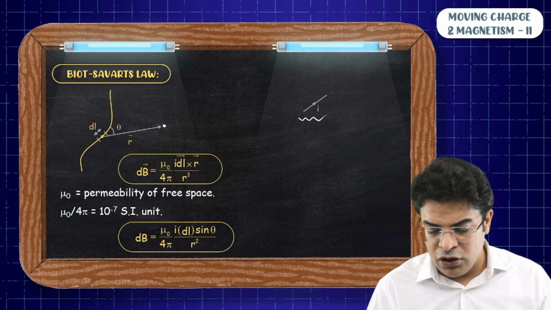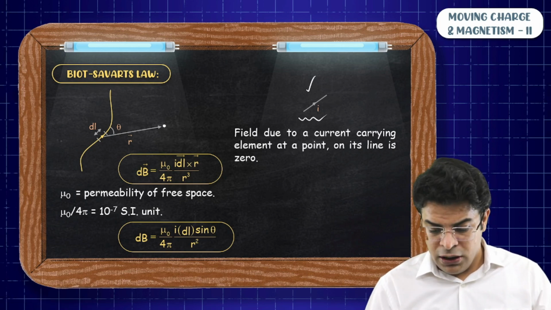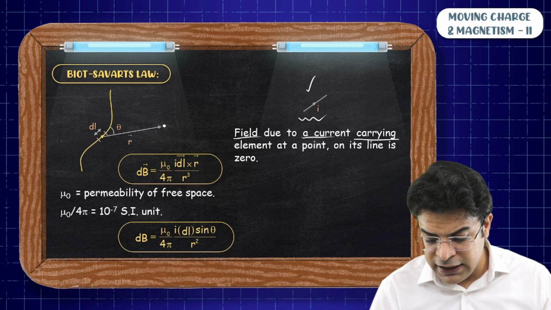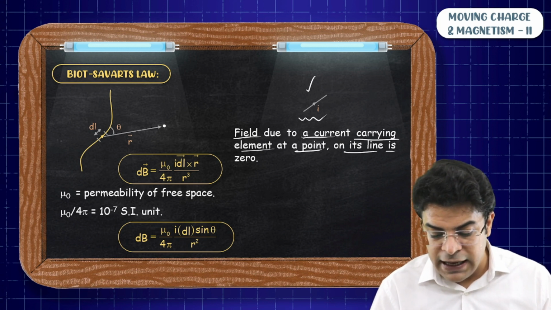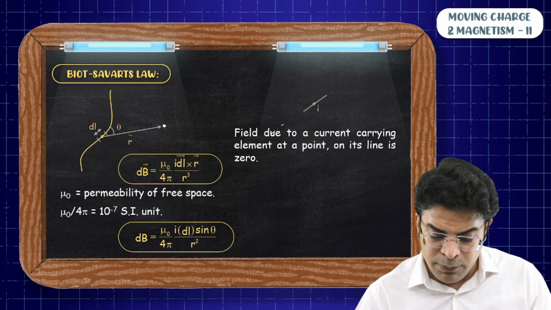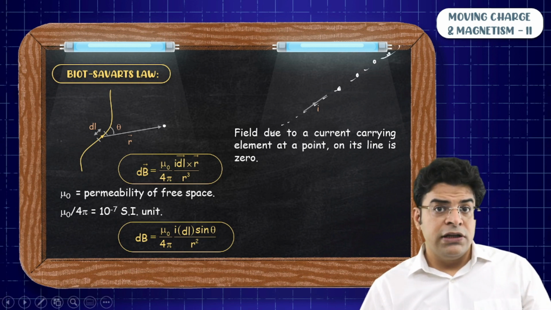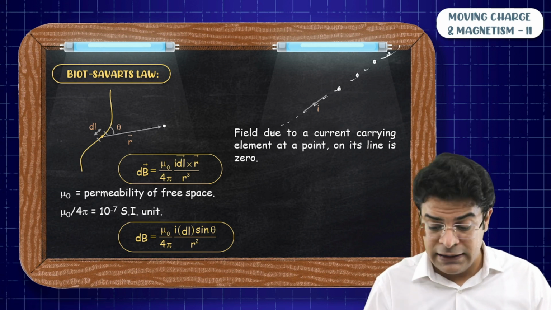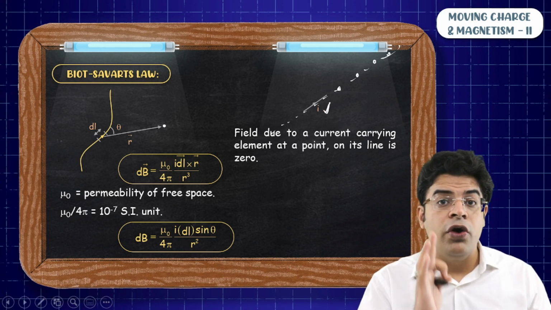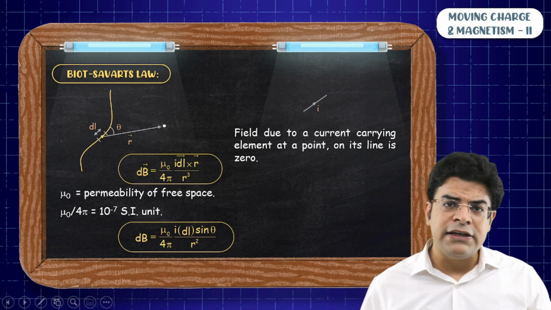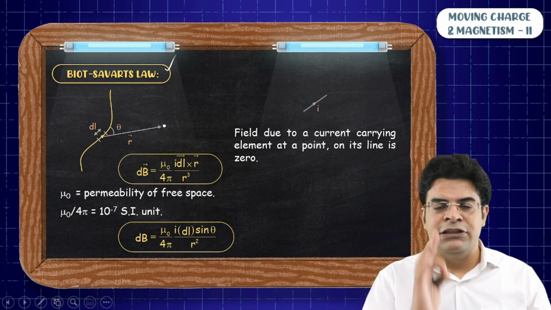So if you have got a straight current carrying element, the field due to the current carrying element at a point on the line is 0. So at any point on the same line, whether here or here or here or here, the strength of magnetic field produced by this current carrying element is going to be 0. So now let's use Biot-Savart's law to find some results.